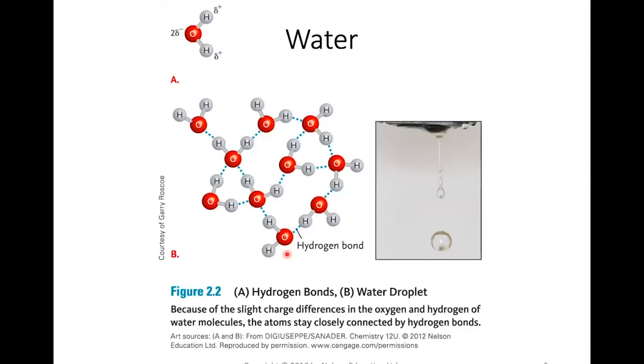So this diagram here is showing you slight polarity to water, where you have the slightly negative oxygen and the slightly positive hydrogens. When these water molecules are in close approximation to one another, there's slight attractions between the hydrogen of one water molecule and the oxygen of another water molecule. And these slight attractions are known as hydrogen bonds. This is what gives water its unique property of having surface tension.